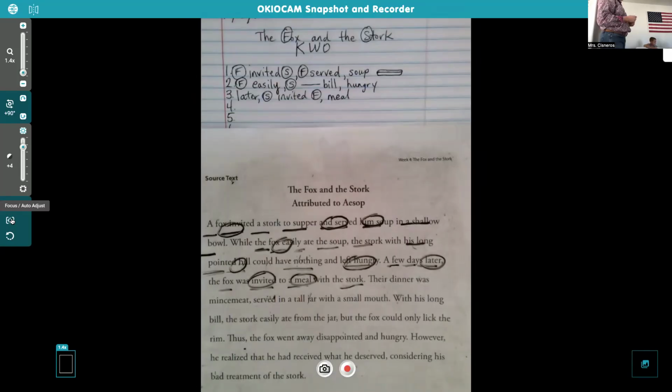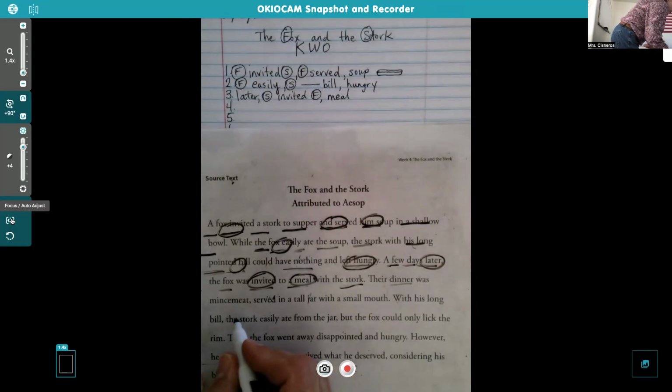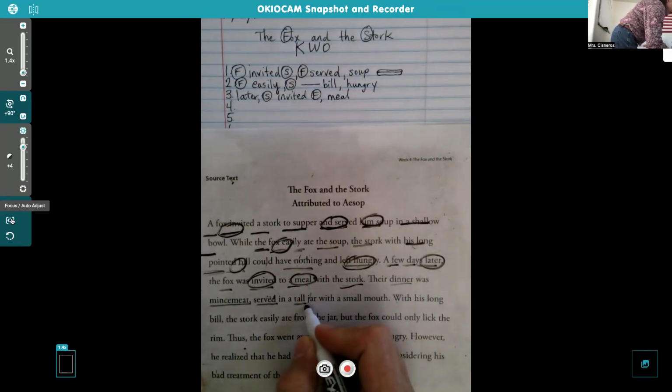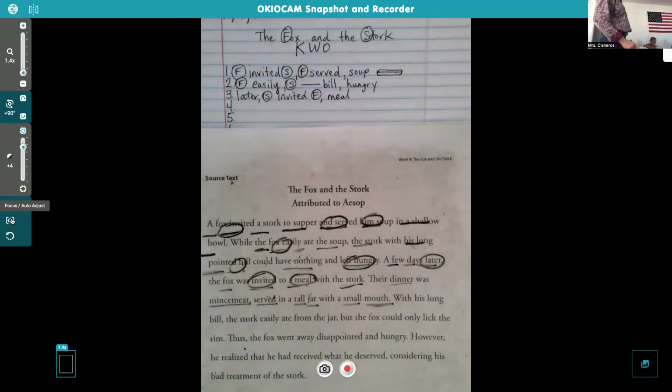Good. How about Sienna for the next one? Their dinner was mincemeat, ew, served in a tall jar with a small mouth. So what are all the keywords first? Let's just underline them. Mincemeat, served, tall, jar, small. Yes, mouth. Good. That was quick. Good job.